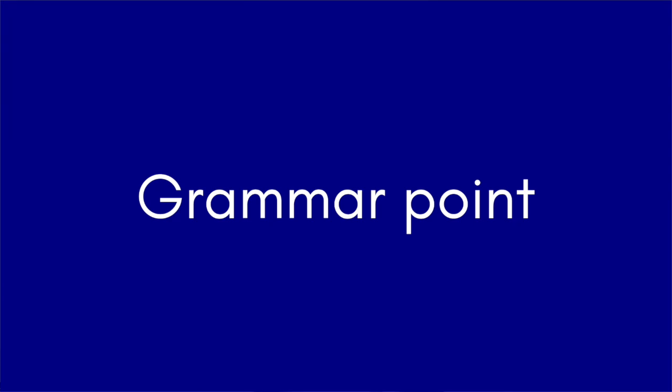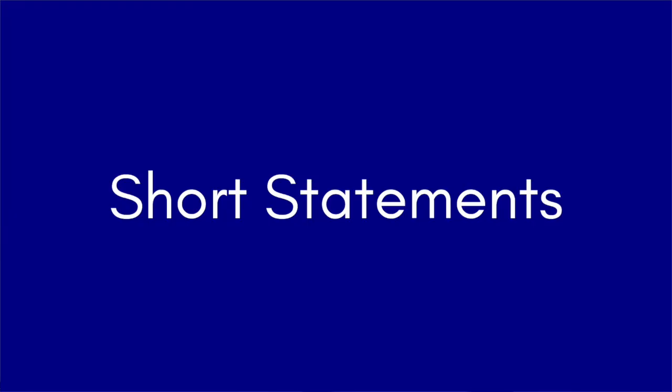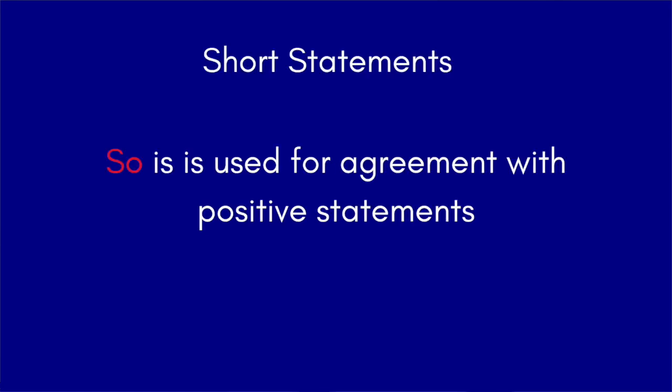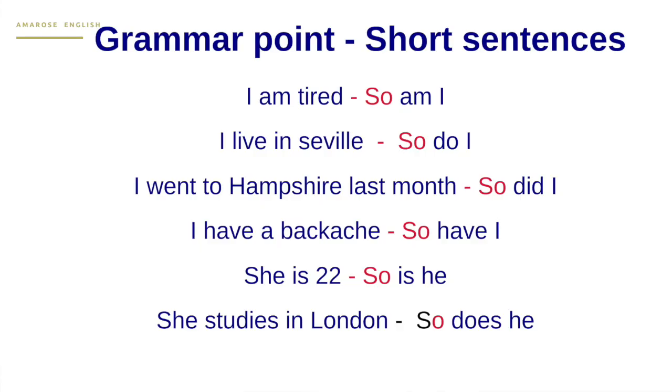Okay, so the grammar point that we are looking at today is short statements. And "so" is used for agreement with positive statements. So let's have a look at a few examples of how we would use short sentences. If someone was to say to you, I'm tired, you could say, me too, but you could also say, so am I.